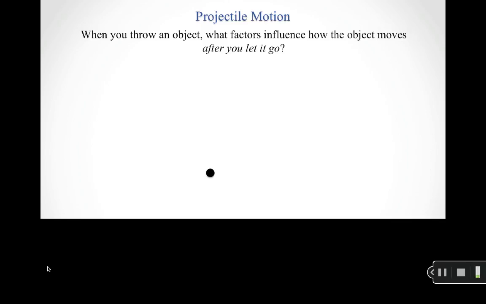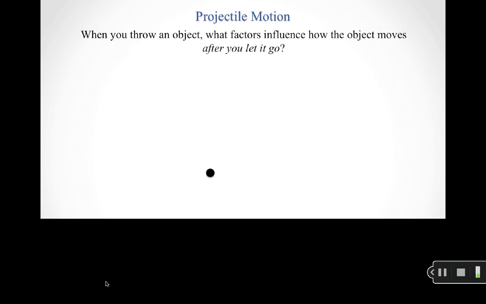So we're going to build off what we know about motion with constant acceleration to talk about what is probably our most often used example for constant acceleration motion, and that's projectile motion. So where we're going to start is, hey, let's throw an object.